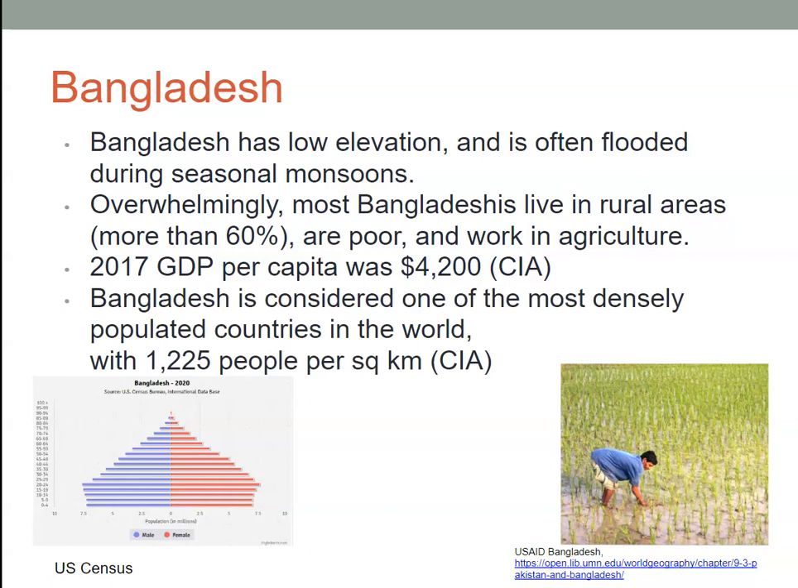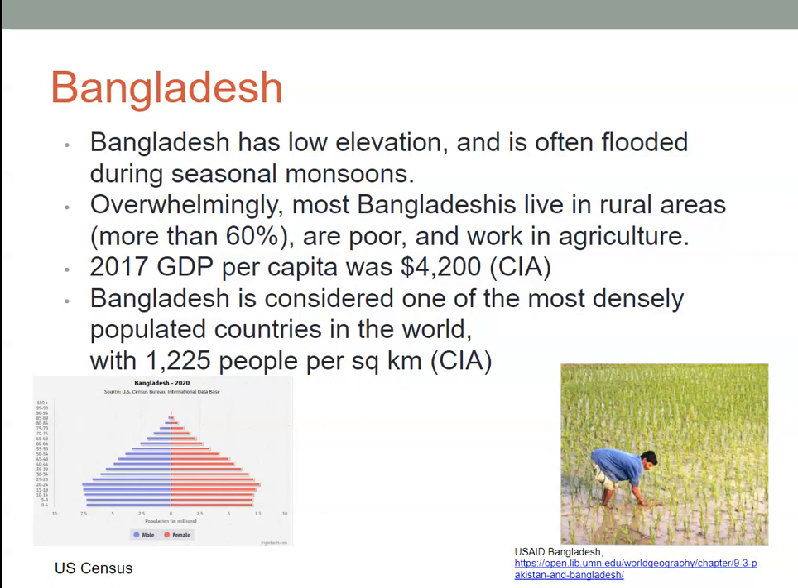It's also a very dense country, one of the most densely populated countries in the world. We're looking at 1,225 people per square kilometer, and that's not looking at the physiologic density. That's just the number of people divided by square kilometers. So it's even more dense in some places. I wanted to highlight our population pyramid here, showing that it is a rapidly growing country.